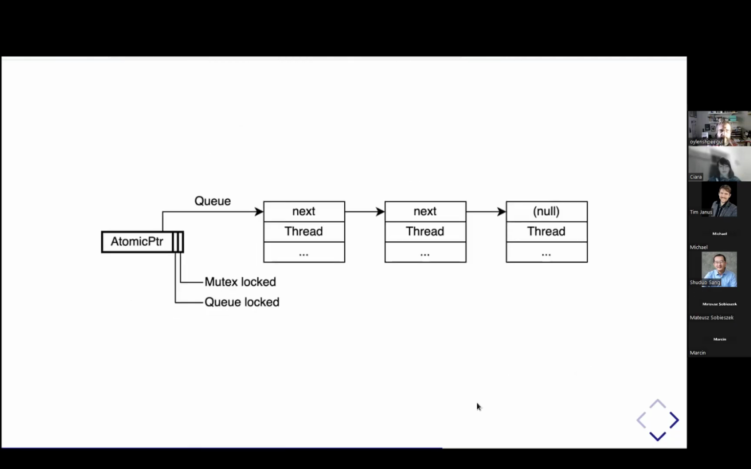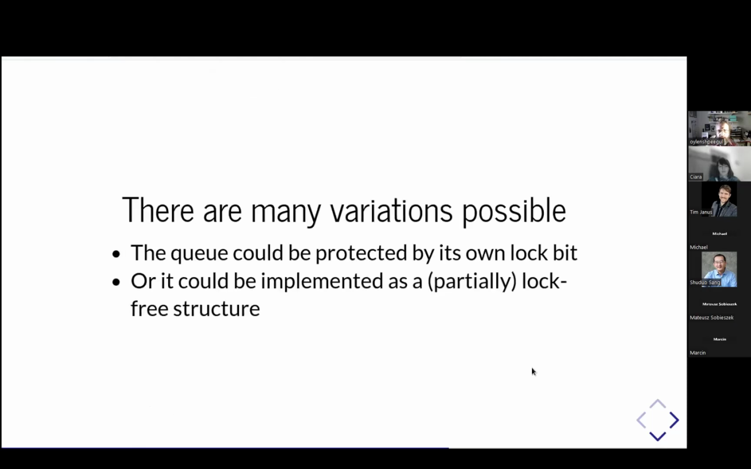So that looks like this. Here's our atomic pointer pointing to the queue. Here's the thread object, if you will, and then all the way down to the end. And apparently there's a lot of different ways to do this. The queue could be protected by its own lock bit, or we could use a lock-free or partially lock-free data structure.